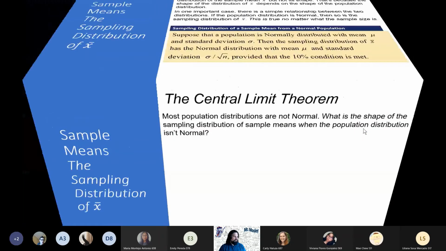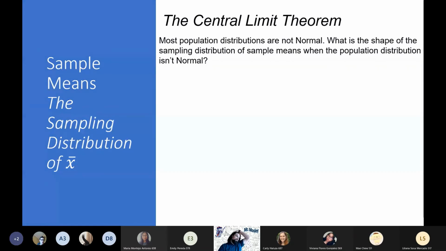So lastly, with our sample means and sampling distribution of x bar, we have the central limit theorem. And this is to help us with the case that our population is not normal. Most population distributions are not normal. What is the shape of a sampling distribution of sample means when the population distribution isn't normal?